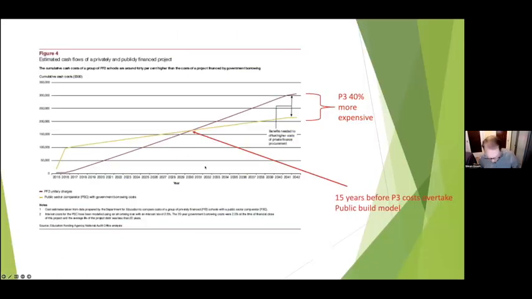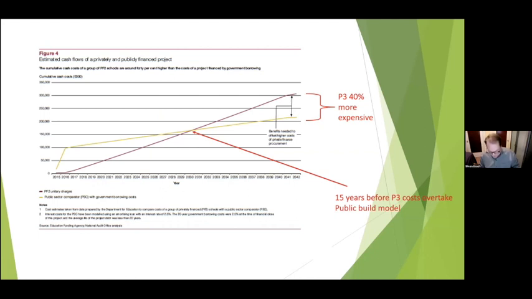I think this is really illustrative of why politicians love P3s, even though they ultimately cost way more in the long run. This is from the United Kingdom, looking at the long-term difference in cost between a traditional public build model and the P3 model for a group of public schools. Yellow is the public model. You can see that the public model has an initial higher outlay because that's where they pay for the majority of the construction. So in the short term, it does look more expensive.